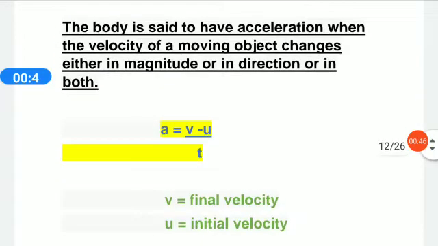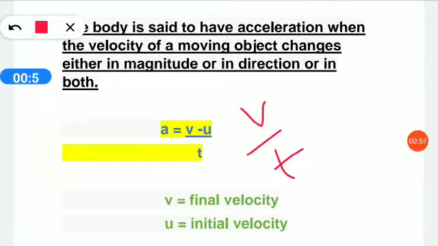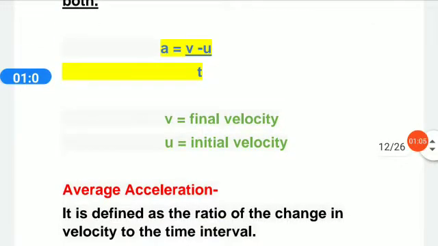Acceleration, how do we show it? We show it as v minus u by t. And don't be confused if it is shown like v by t, this is also acceleration. This is the difference, from final to initial. So v is the final velocity and u we denote as the initial velocity.